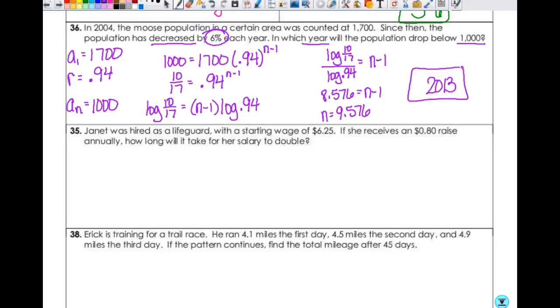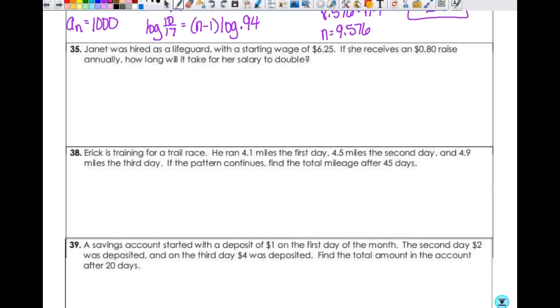All right, Janet was hired as a lifeguard with a starting wage of $6.25. If she receives an 80-cent raise annually, how long will it take for her salary to double? All right, so this is arithmetic. It is not geometric.